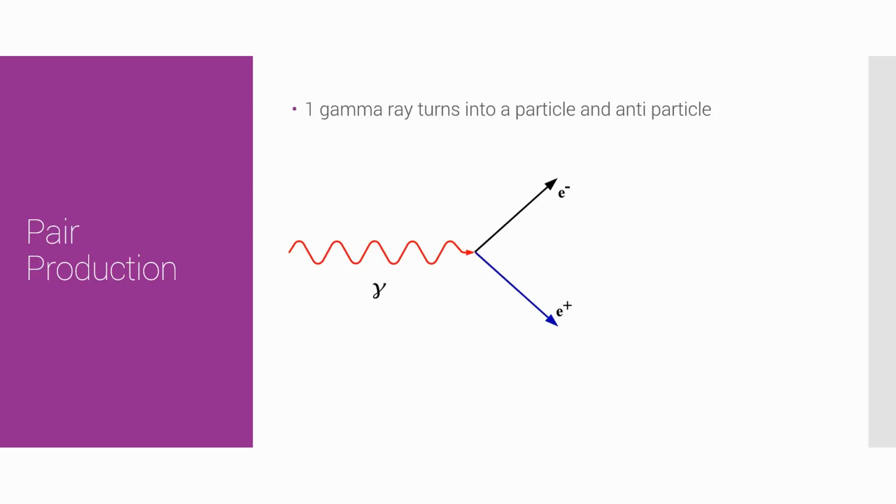The minimum energy for a photon to perform pair production is the total rest energy of the particles produced. Each particle has a rest energy of E0, so as you can see, there are 2 particles produced, that's why it's E0 times 2.